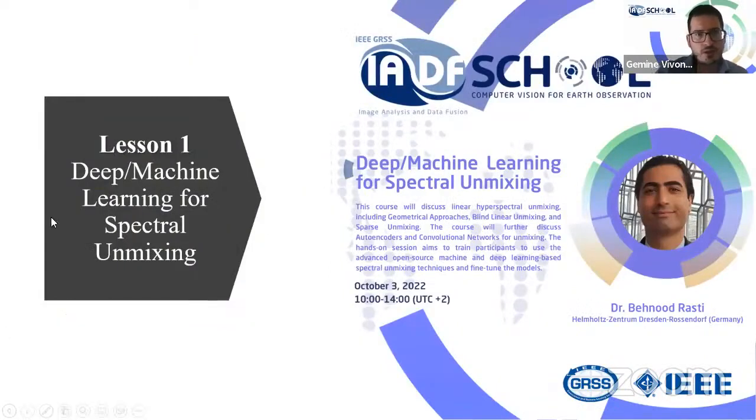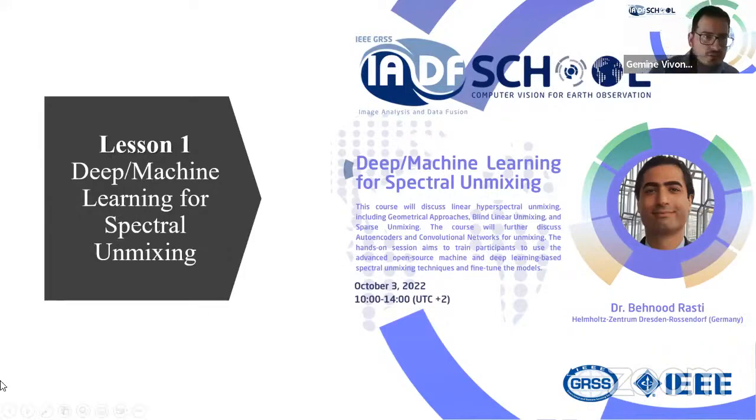Let's go ahead with the first lesson. This is led by Dr. Behnood Rasti. Just a few words about Dr. Rasti. Dr. Rasti is a principal research associate with the Helmholtz-Zentrum Dresden-Rossendorf, Germany. He won the doctoral grant of the University of Iceland Research Fund, the Eimskip University Fund, and the Alexander von Humboldt Research Fellowship Grant in 2015 and 2019. He serves as an associate editor for the IEEE Geoscience and Remote Sensing Letters, and he is an IEEE senior member. His research interests include signal and image processing, machine and deep learning, remote sensing, and artificial intelligence.